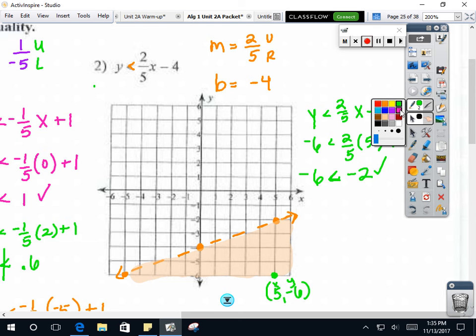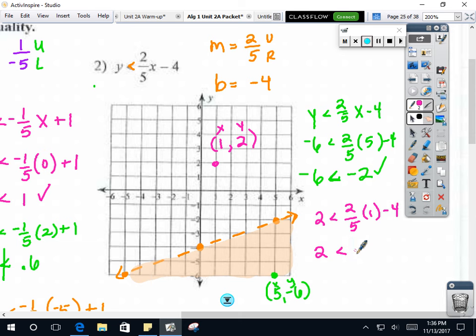Now let's pick a point not in the shaded area. Okay. 1 is the x value. 2 is the y value. So in the y place, I put the 2. And in the x place, I put the 1. That becomes 2 is less than what? It's going to be a decimal, so type it in.